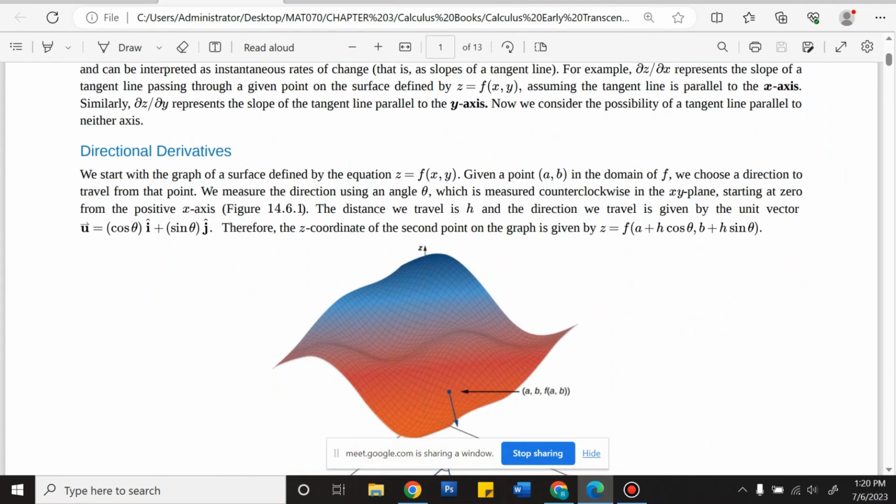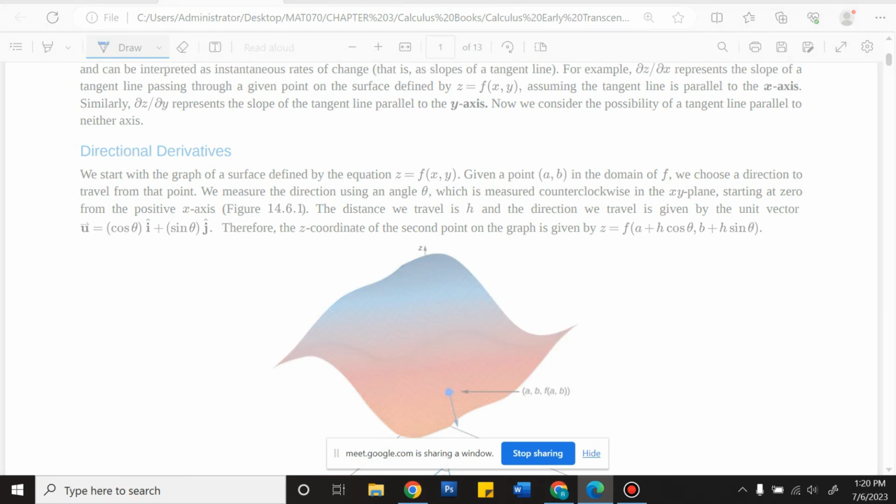Okay, for directional derivatives, class, suppose we have a point, we can choose a direction from that initial point, whichever way we want to travel from that point. So we choose the direction to travel from that point.